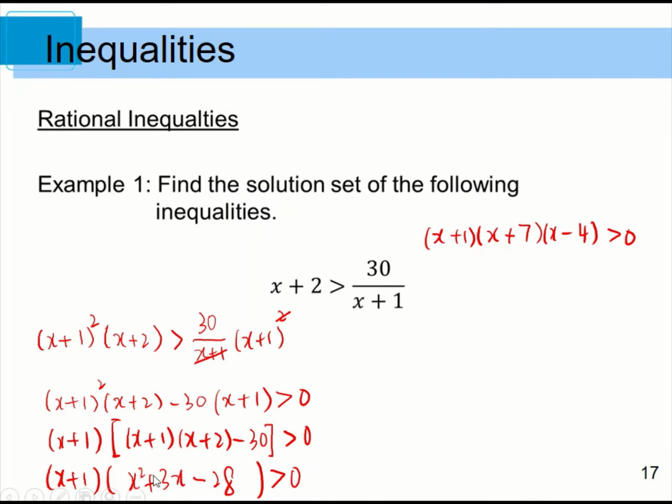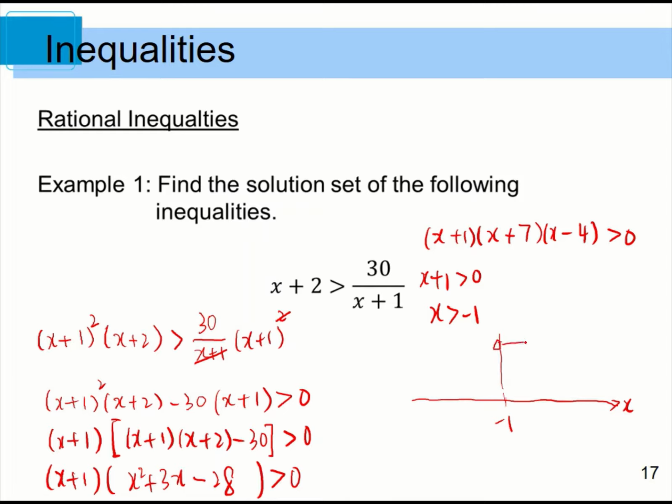Okay, so simplify x squared plus 3x minus 28, we get x plus 7 and x minus 4. Now when we come to this step, then we can proceed with the number line. So we say if x plus 1 is more than 0, so x must be more than negative 1. Okay, in this case, we have the number line here. Let's say x negative 1 is here.